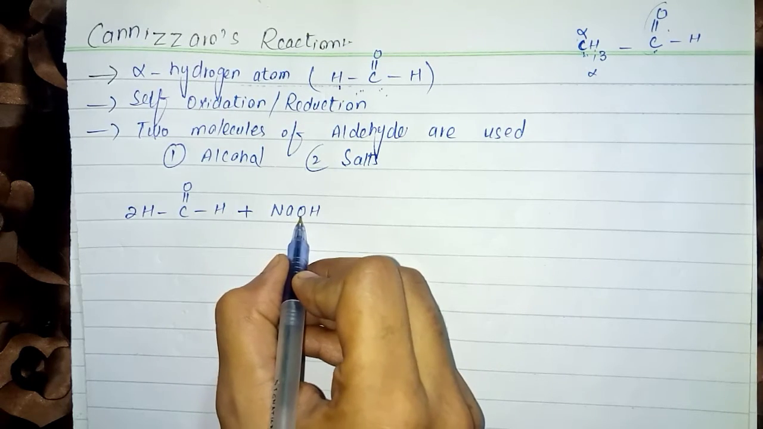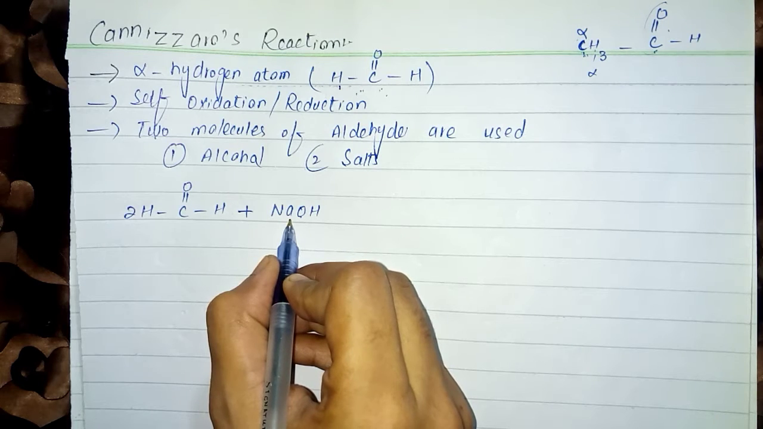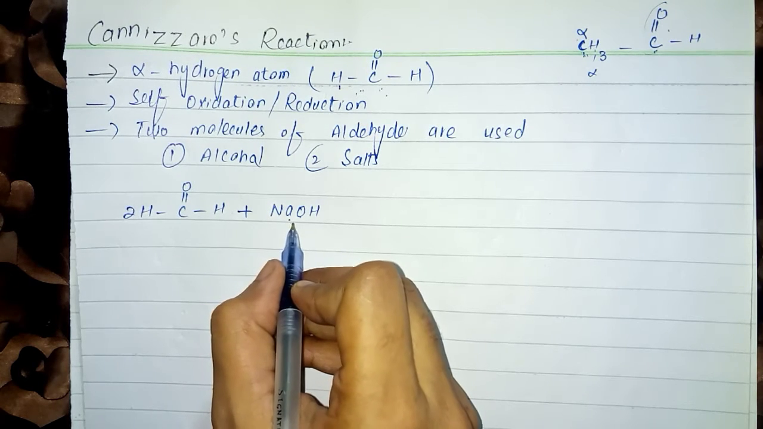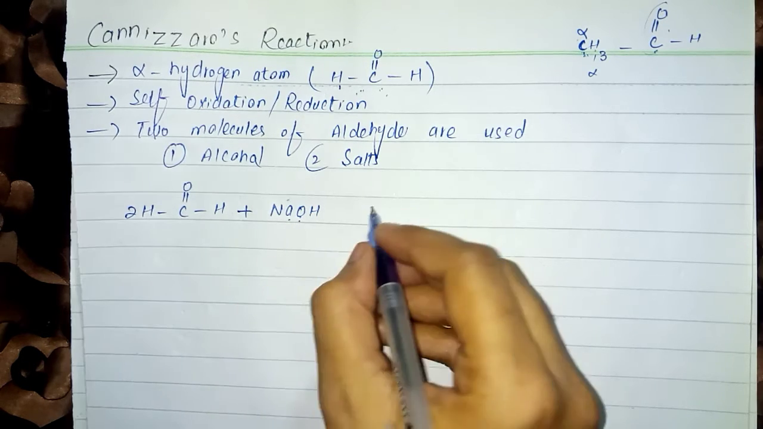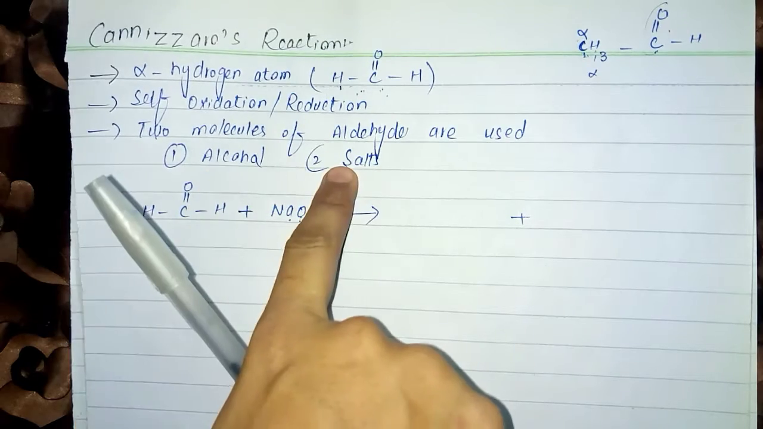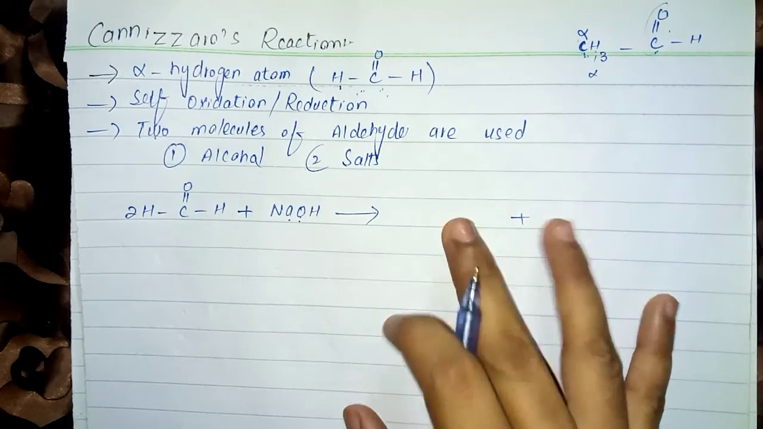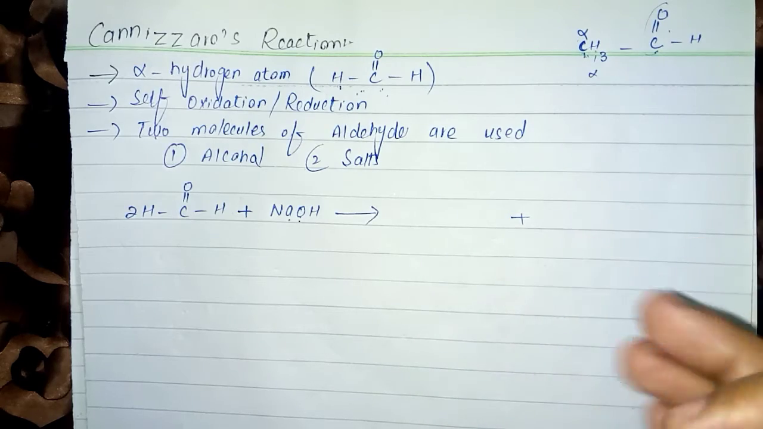Why do we use sodium hydroxide in the Cannizzaro reaction? Because sodium hydroxide generates a hydroxide ion, and this hydroxide ion acts as a nucleophile. So here, what will be formed? The one will be an alcohol and another will be a salt. We just leave the space here, and after completing the mechanism, I will write the end products here.